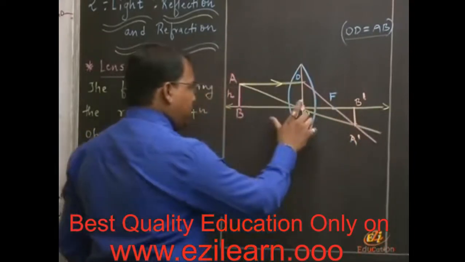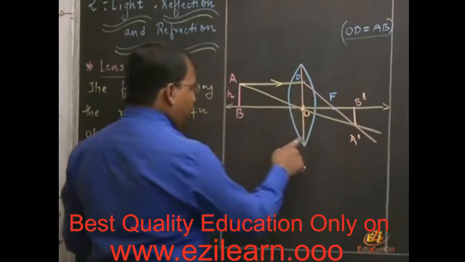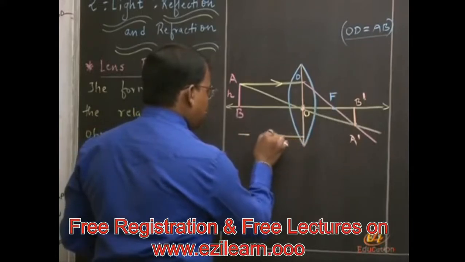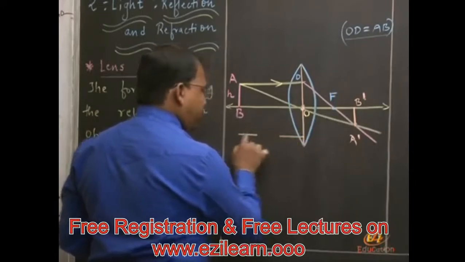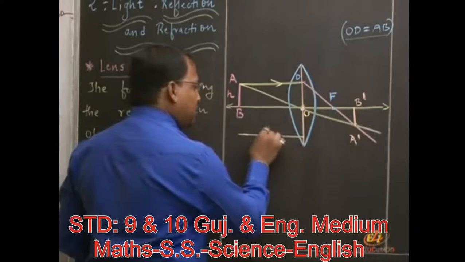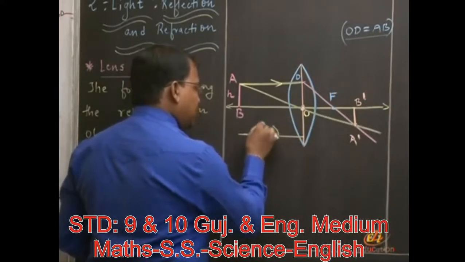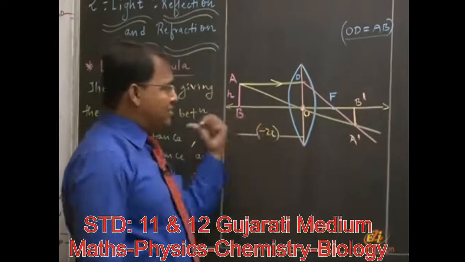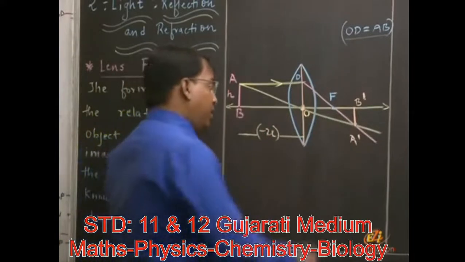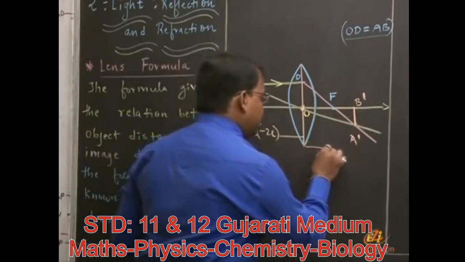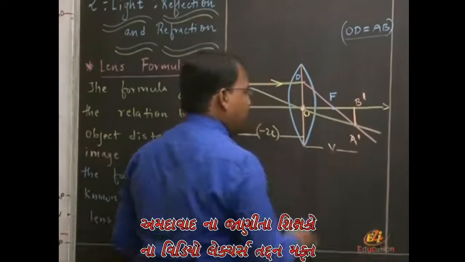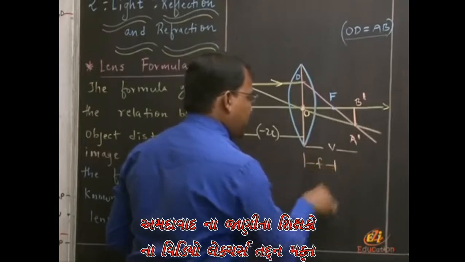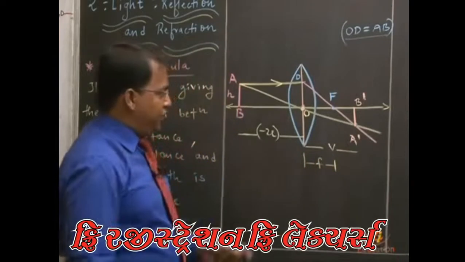All the distances are measured from O. So from O, if you measure B, this will be OB as the object distance U, but since it is in opposite direction, it will be minus U. It will be minus U because it's going against the incident direction. Now OB dash is plus V, and OF is plus F. So these three things you need to fix in your mind.